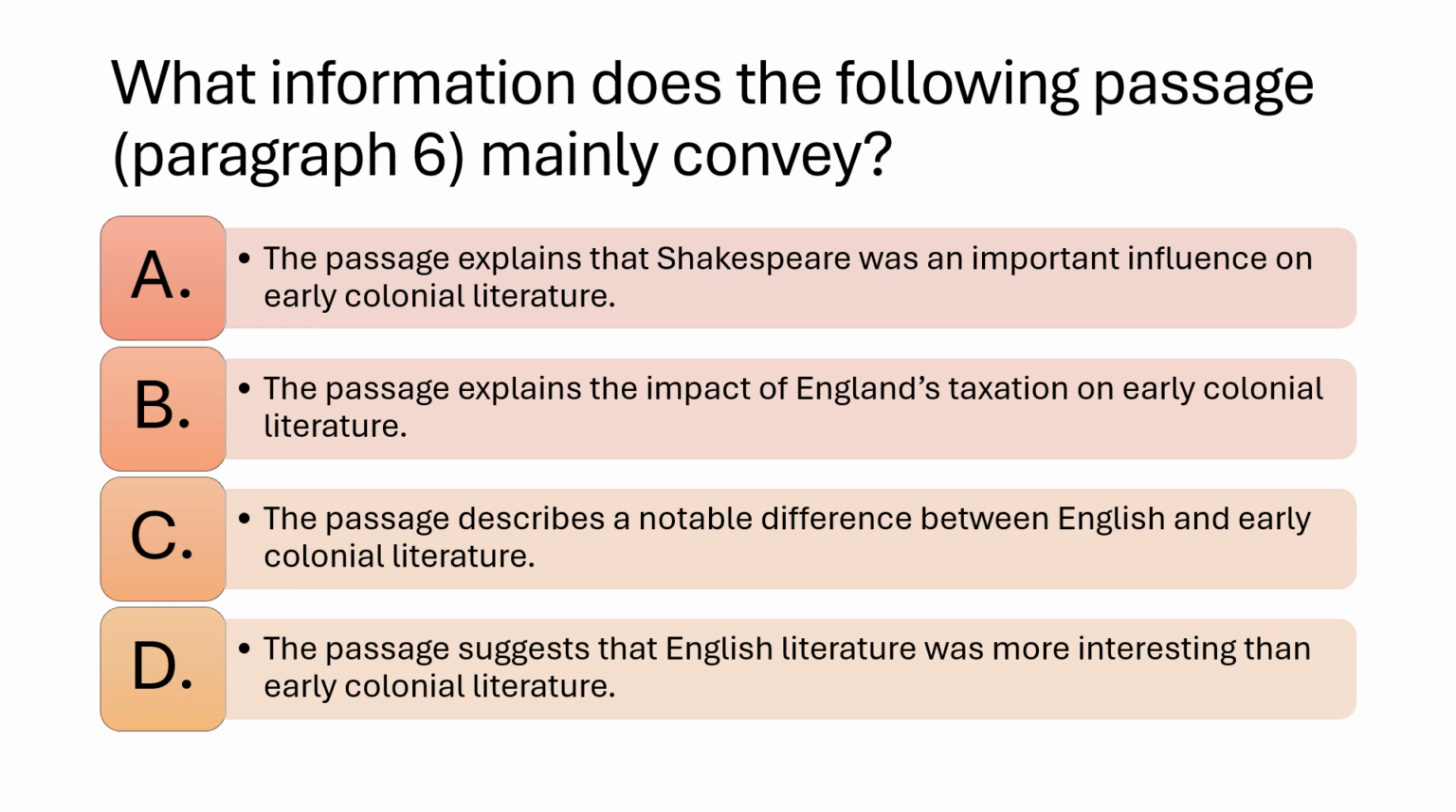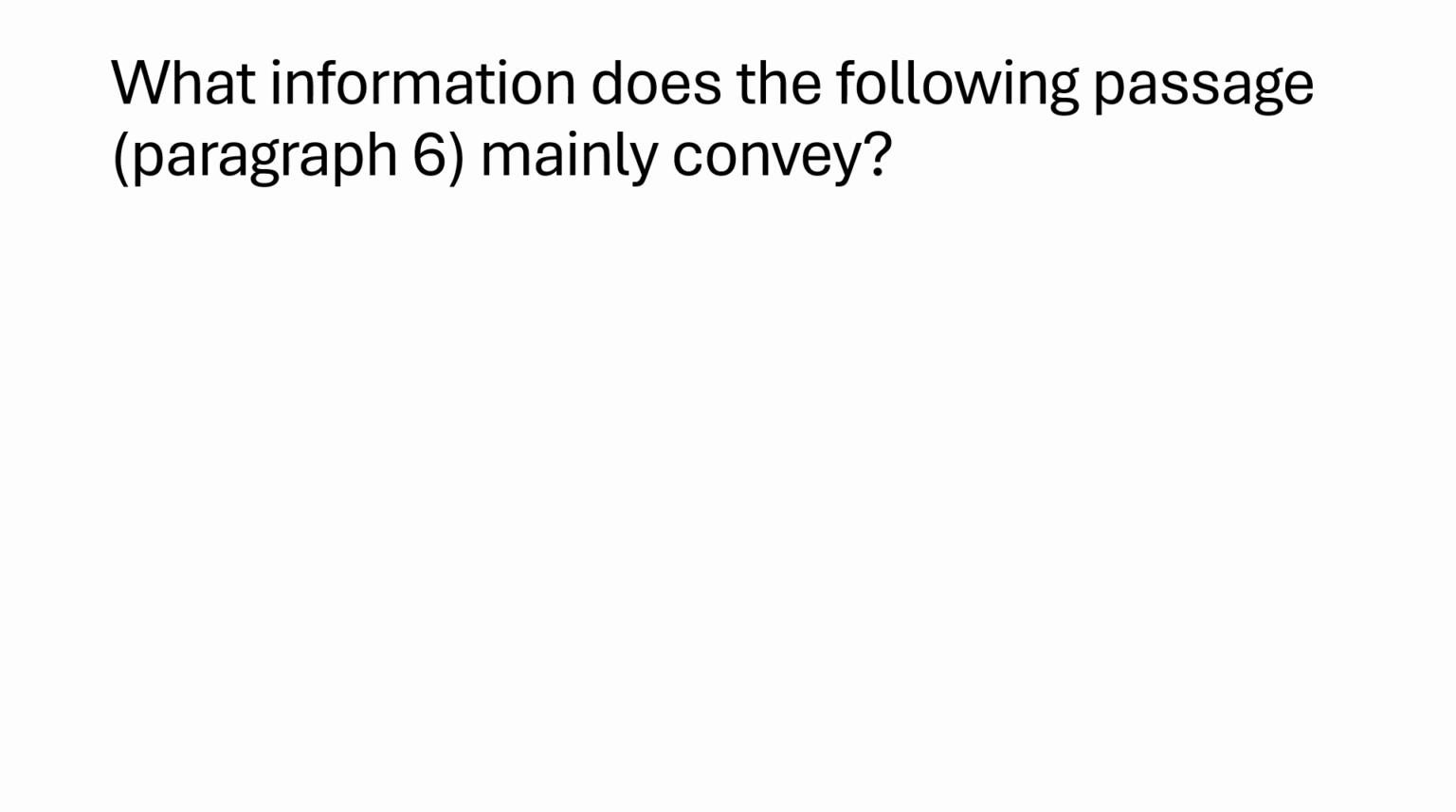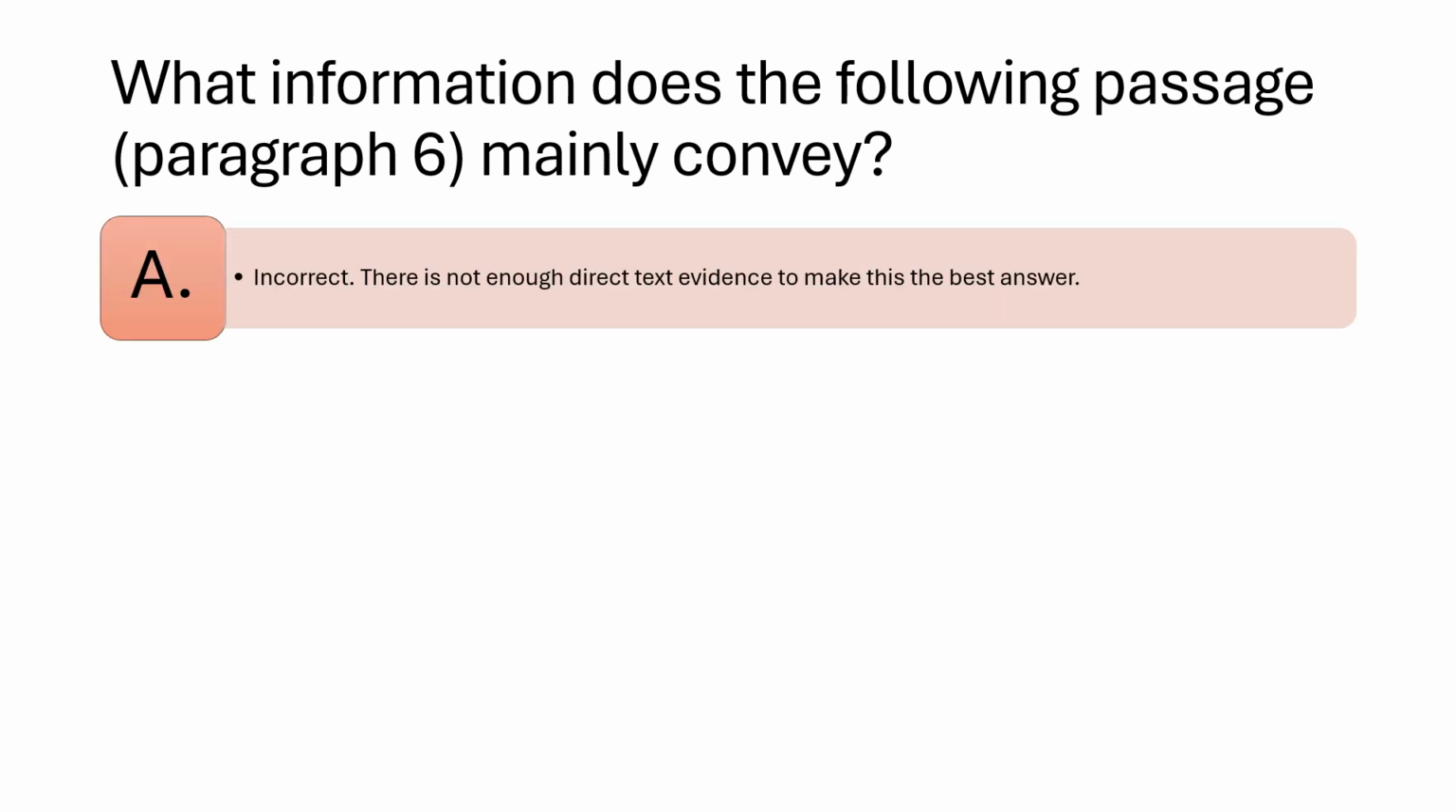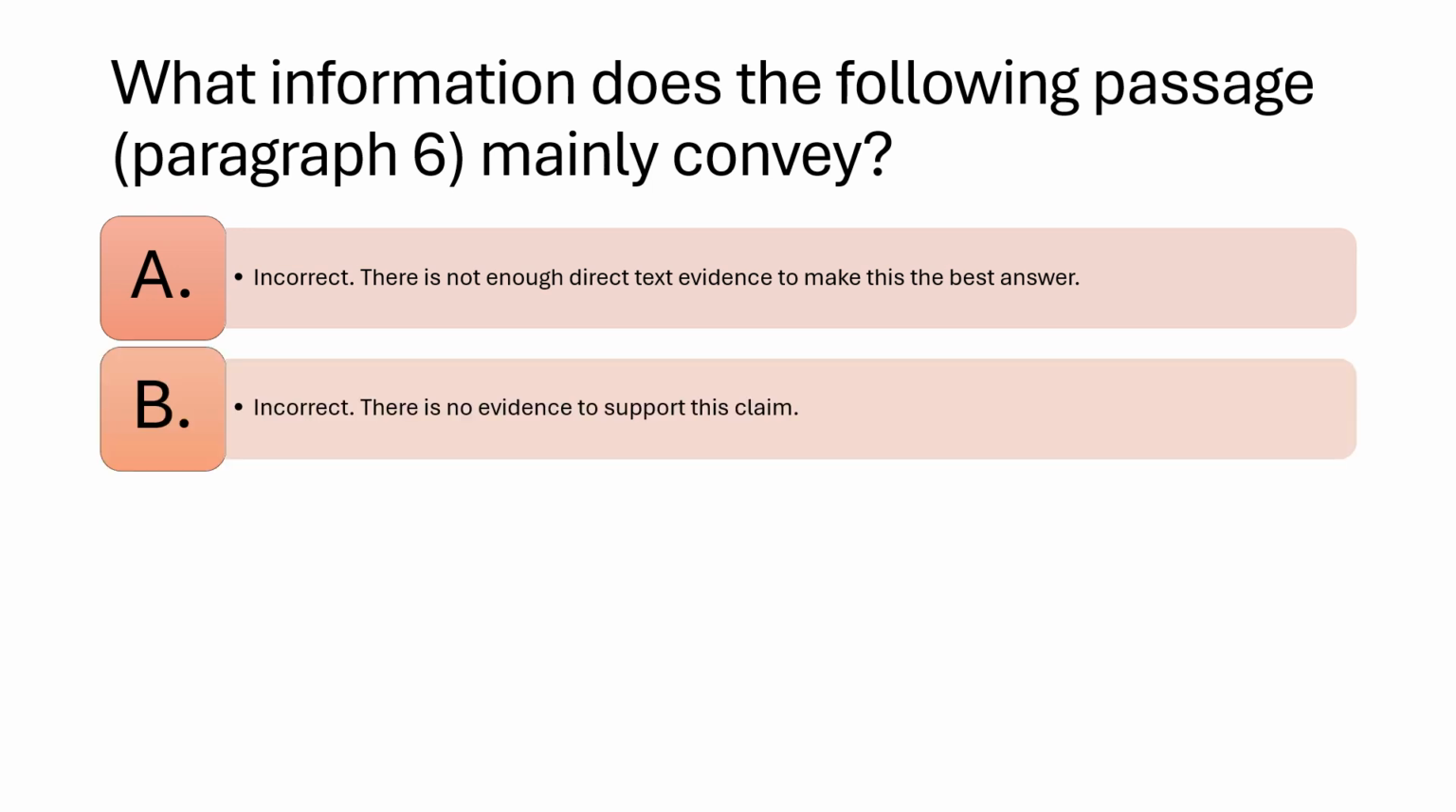What information does the following passage, paragraph 6, mainly convey? A is incorrect. There is not enough direct text evidence to make this the best answer. B is incorrect. There is no evidence to support this claim.